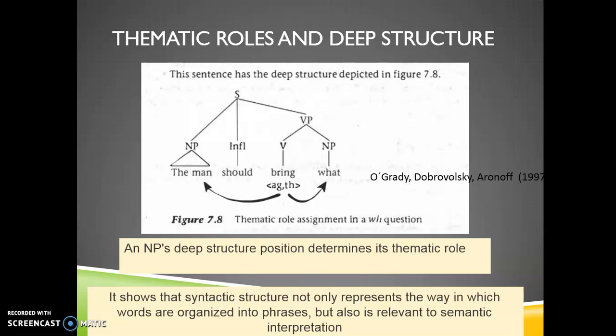So a noun phrase's deep structure position determines its thematic role, not the surface structure. Do you understand? So the man should bring a ball. Okay, what? A ball. So the what in the WH question will have the thematic role it has in the deep structure. It shows that syntactic structure not only represents the way in which words are organized into phrases. Remember, the deep structure is how the sentence appears, or the order in which the constituents, words and parts of the sentence are present, but it is also relevant to semantic interpretation.